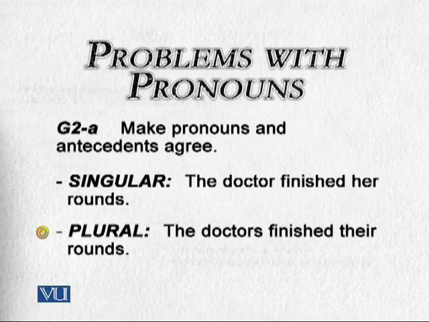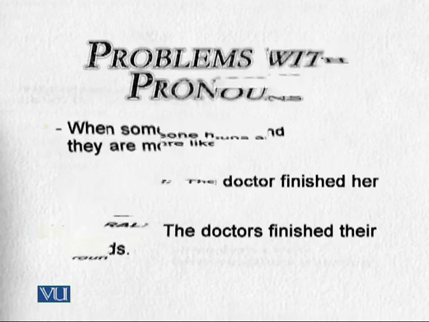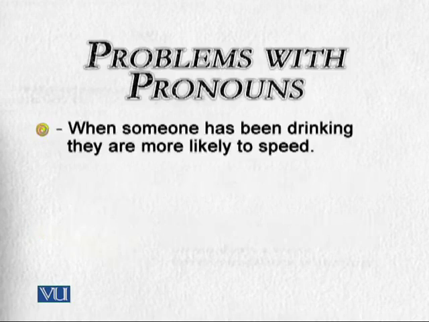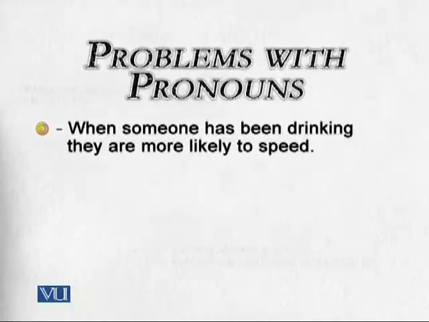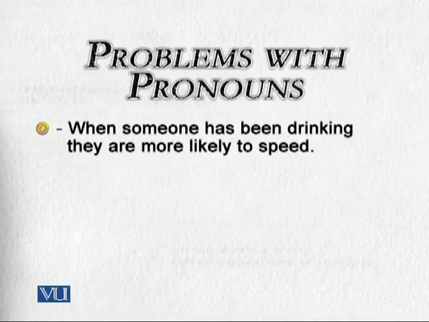The antecedent is in plural form, and of course the pronoun is in plural form, the doctors. An example in front of you: when someone has been drinking, they are more likely to speed. Now, in this sentence, someone and they don't agree with each other. Someone is indefinite, it is singular, so the pronoun should be in his or her form, right? So the sentence will be: when someone has been drinking, he or she is more likely to speed.